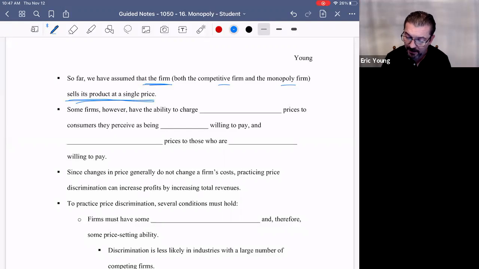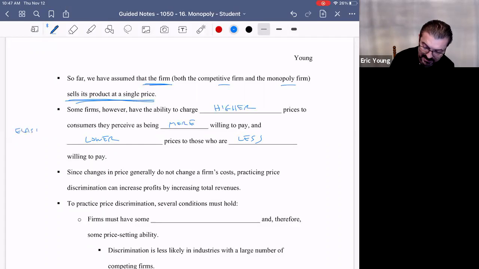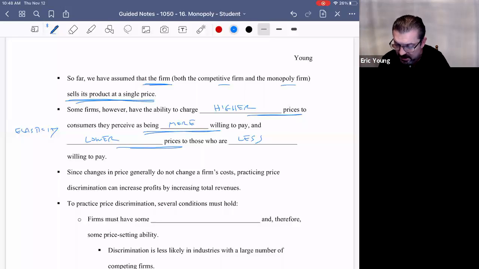However, in the real world, some firms have the ability to charge higher prices to consumers who they perceive as being more willing to pay, and to charge lower prices to those who they believe are less willing to pay. Notice here that we're talking a little bit about elasticity. You'll recall from earlier lectures that elasticity reflected your price sensitivity, okay? But ultimately, price discrimination can occur whenever a firm is able to charge a higher price to a consumer who they think is more willing to pay, and a lower price to consumers who might be less willing to pay.